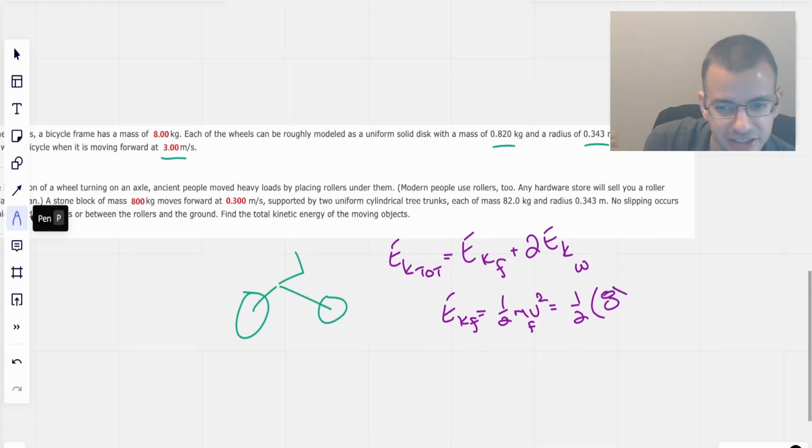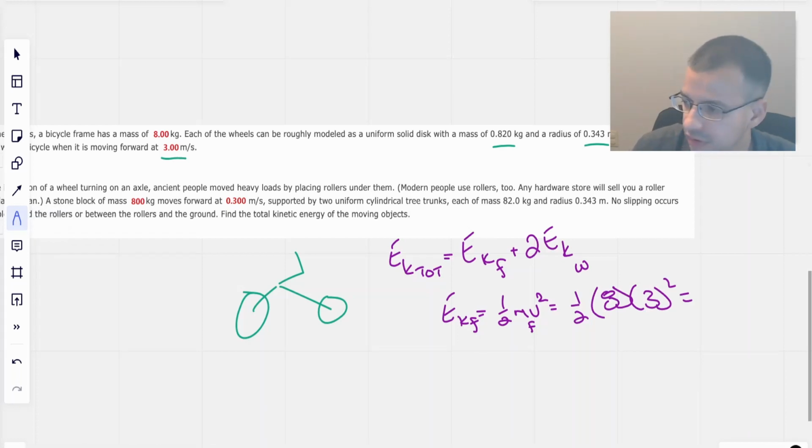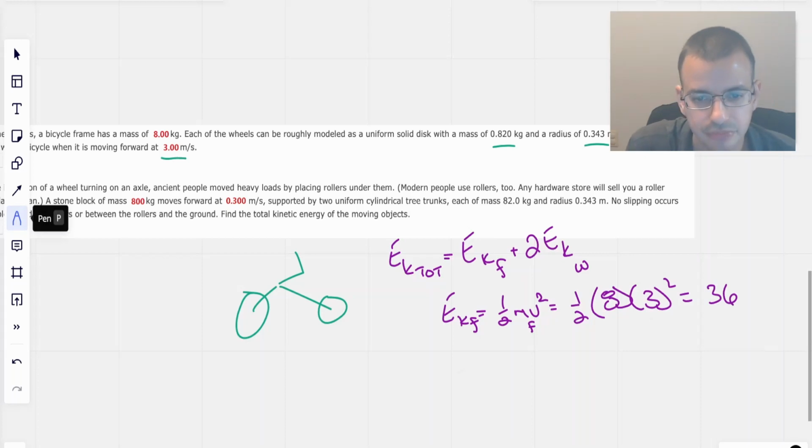Mass is 8. Velocity is 3 squared. That gives us a value of 0.5 times 8 times 3 squared. I could have totally done that in my head. 36. Now we're going to do energy kinetic of wheels.